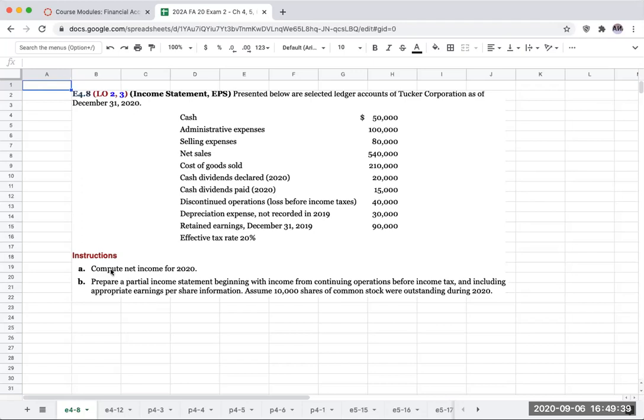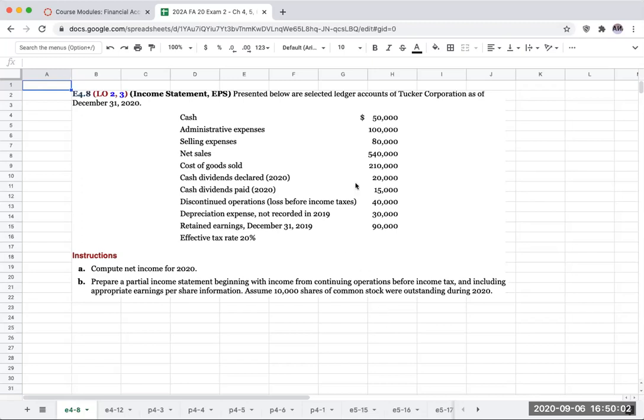They're asking us to compute net income for 2020, prepare a partial income statement beginning with income from continuing operations before income tax, and then including appropriate earnings per share information. It's also telling us to assume that 10,000 shares of common stock were outstanding during 2020.